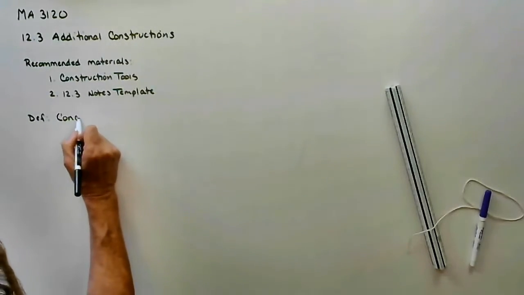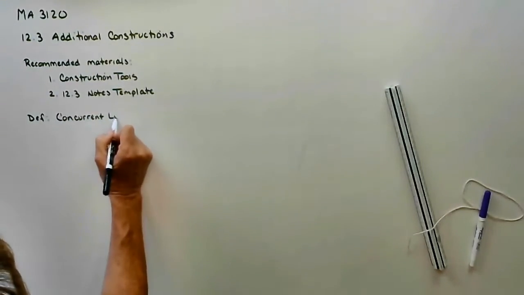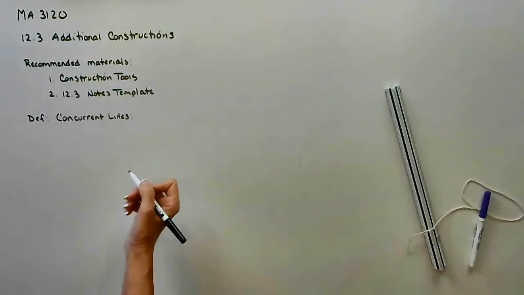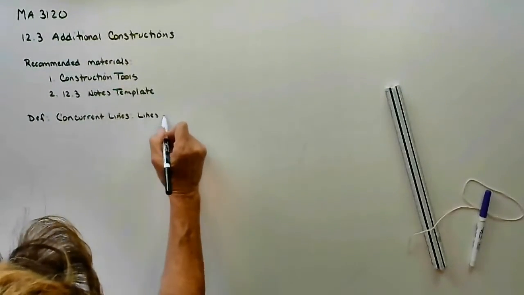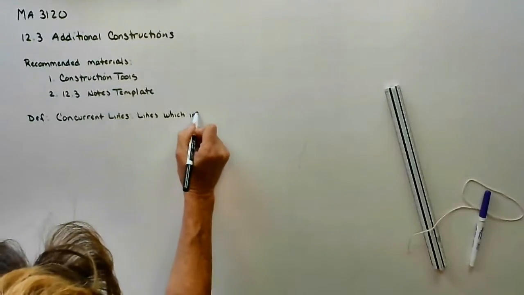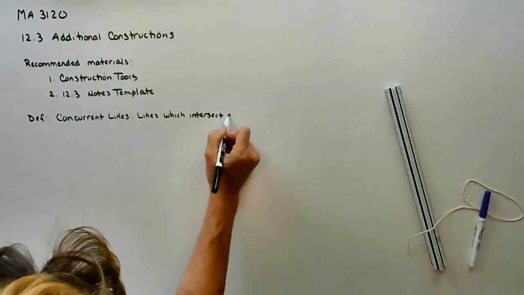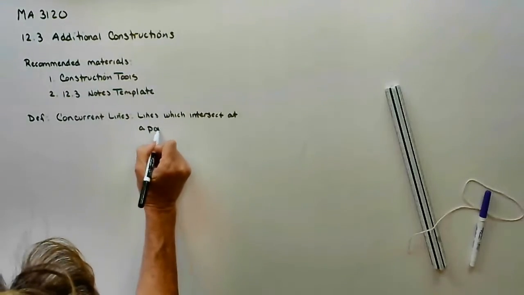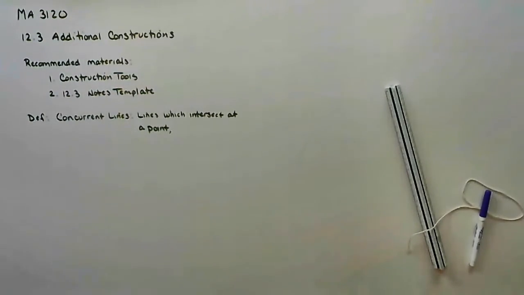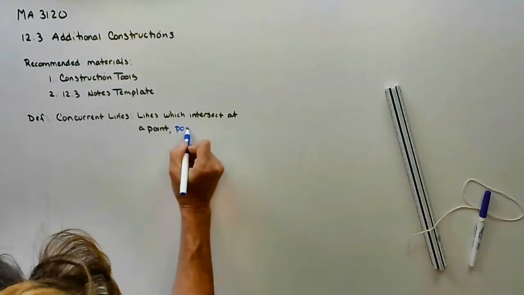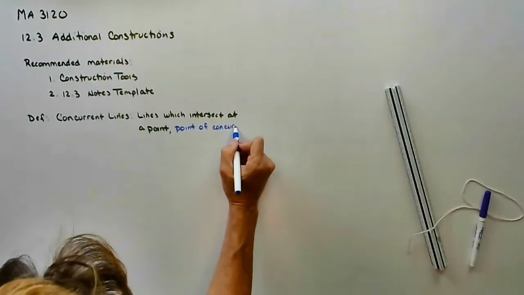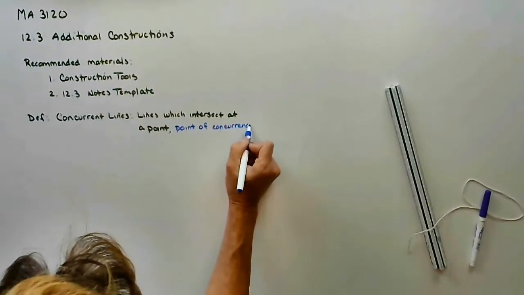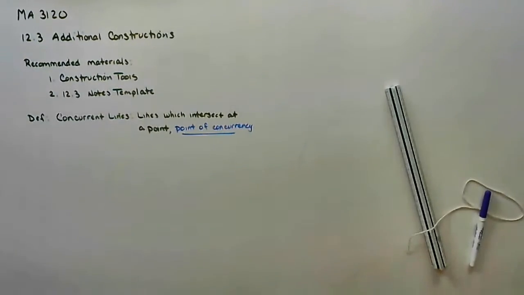So concurrent lines, okay, are basically lines which intersect at a point. And we call that point the point of concurrency. So anytime two lines intersect, that point of intersection is called the point of concurrency.